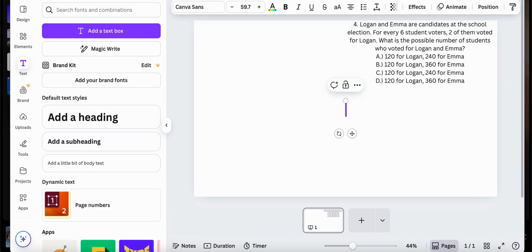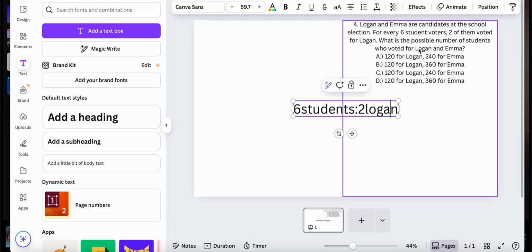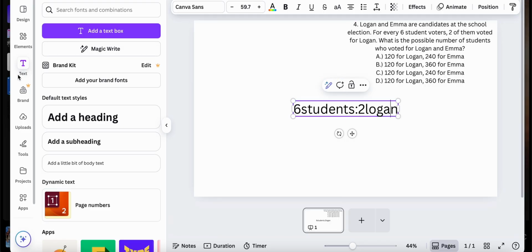Here we have Logan and Emma are candidates at the school election. For every 6 students, 2 of them voted for Logan. So we know the ratio here is for every 6 student voters, 2 of them voted for Logan. So 6 students, 2 for Logan. Now they're asking for what is the possible number of students who voted for Logan and Emma.